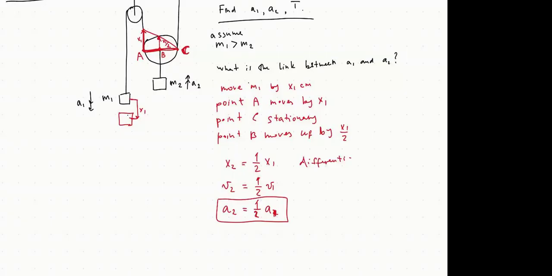Even if you don't know how to differentiate, which I'm not expecting you to know, you understand that if the displacement is double, that means the speed is double, and that means the acceleration is double as well. Okay, so we got this expression connecting A1 and A2, and now we just need to write Newton's second law.